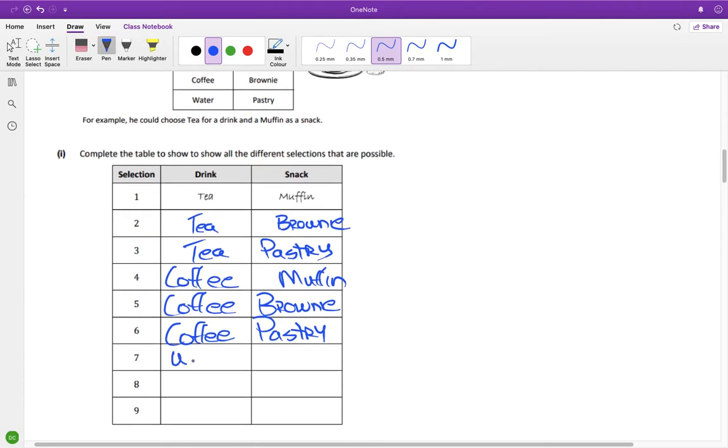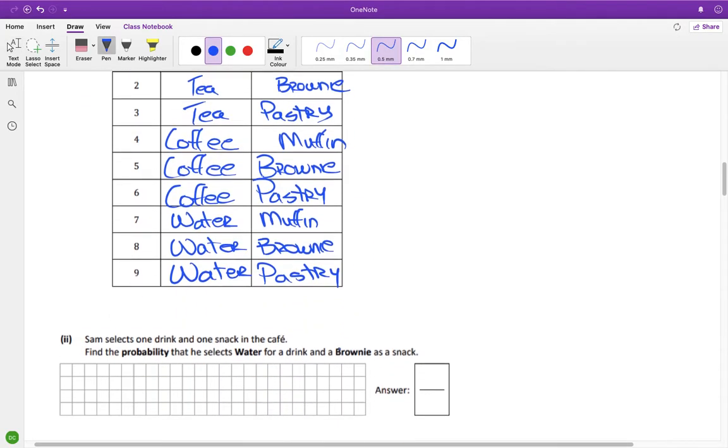And then he could choose water and a muffin, water and a brownie, and water and a pastry. There are all the options.